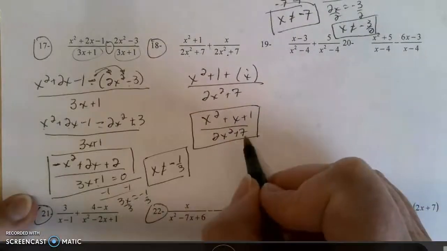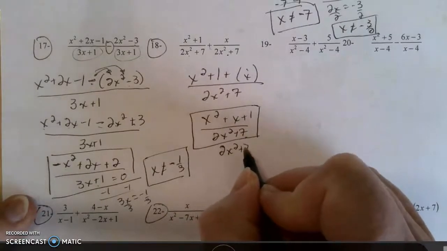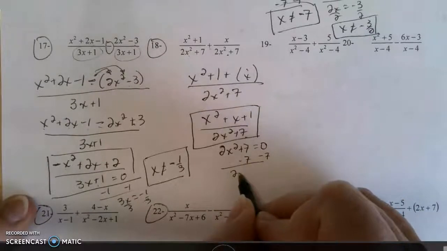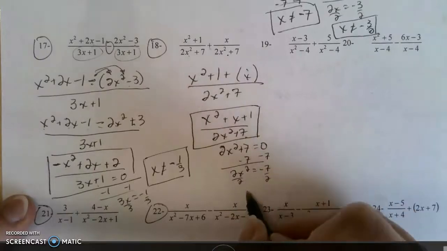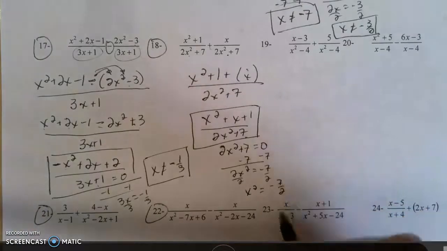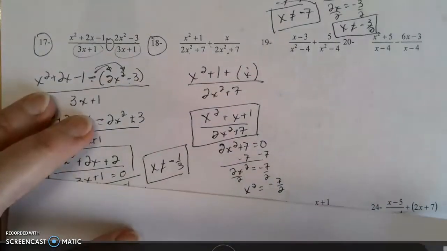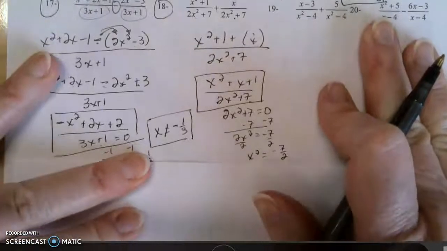Now I've got to set my denominator equal to 0. Here's where some of you struggle. Divide by 2. Okay. On some of you last term, when you got to this point, you stopped. This can be solved. So I'm going to keep going.